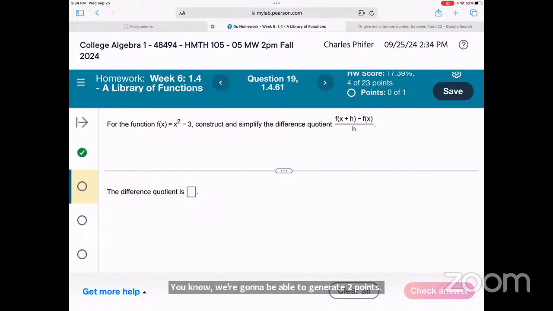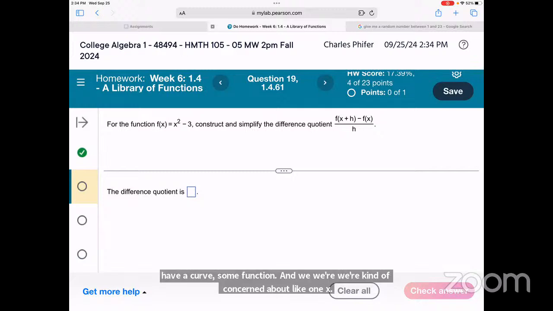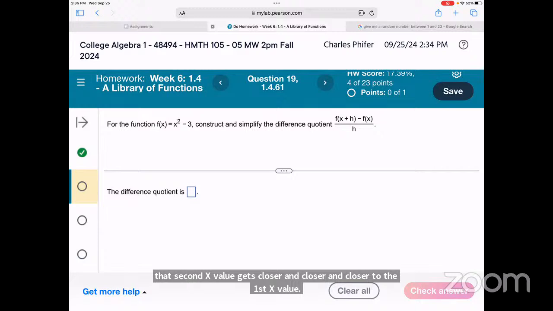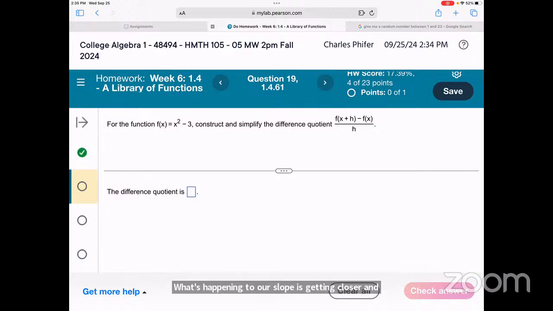And so the idea, to just give it a little bit of context, is we have some x value, we have a curve, some function, and we're concerned about one x value. Then we want to see, given a second x value, and we consider the slope between those 2 points, as that second x value gets closer and closer to the first x value, what is our slope getting closer and closer to, what number, right? And that idea is actually a concept in calculus called the derivative.